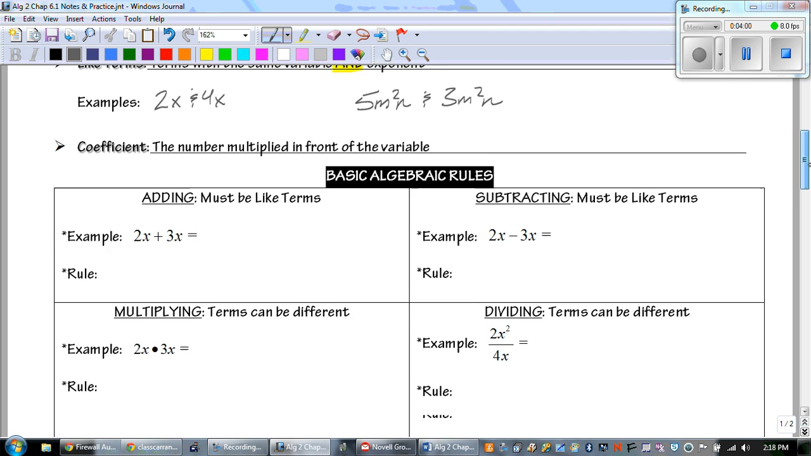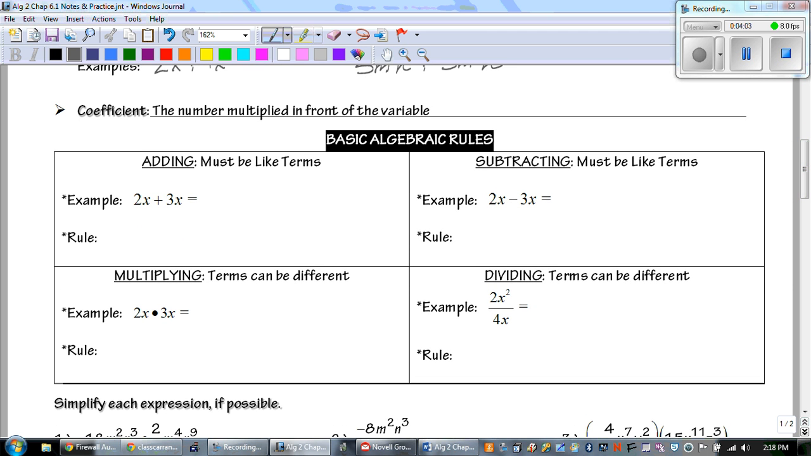Now, let's go through some rules. Hopefully this is a reminder for some of you, but these are the basic algebraic rules. If we are adding, they must be like terms. So 2x plus 3x, it's the same variable. They are like terms. So 2x plus 3x is 5x. And the rule is that we only change the coefficients.